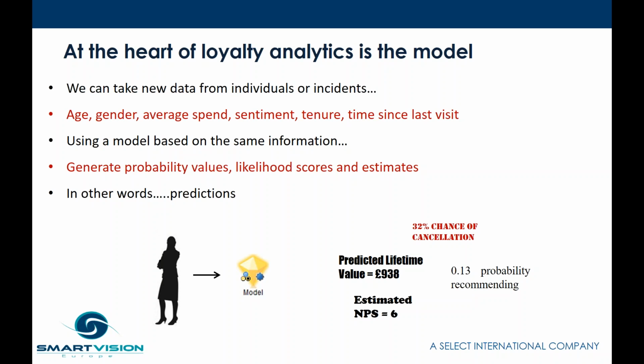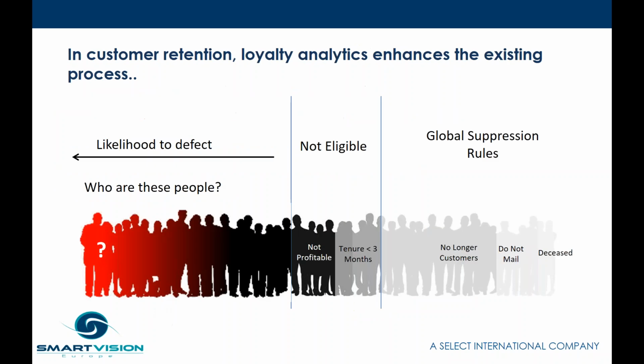And of course, the predictions themselves don't have to be related to churn and retention. They could be related to predicting lifetime value, or people's likelihood to recommend you to a friend, or their net promoter score, or probability of recommending, or in this case, I guess, the percentage chance or probability of them cancelling or defecting or going elsewhere. Okay.